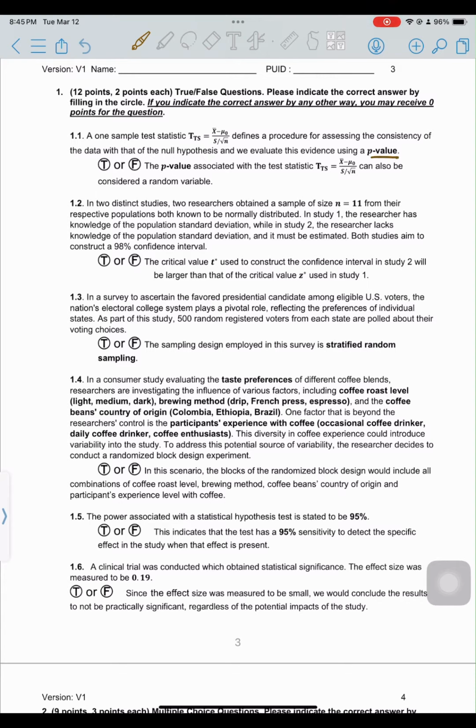This question basically asks whether the p-value associated with the test statistic can also be considered a random variable. And it is indeed a random variable, because the p-value is calculated based on the sample data. If you have a different sample, you will have a different p-value, right? So since it depends on the sample data and different samples give different p-values, it is a random variable. So the answer is true.